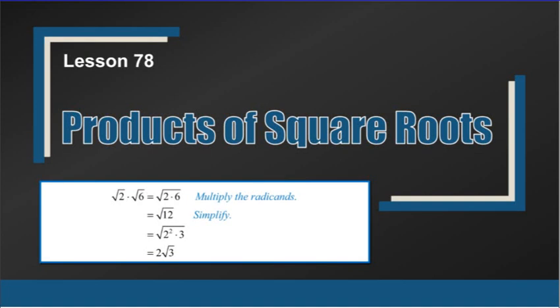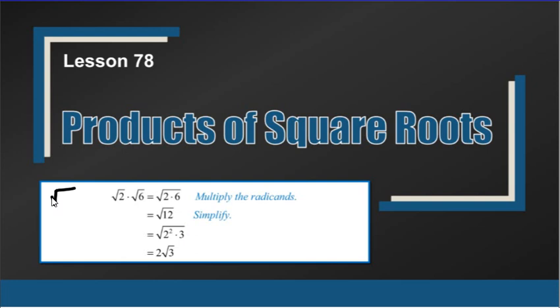Lesson 78, products of square roots. So remember, the square root symbol means it's a radical. And we are multiplying the radicand, the number that's inside each of them, and then you simplify it from there. So the square root of 2 times the square root of 6, 6 times 2 is 12, so the square root of 12, you can prime factorize that.